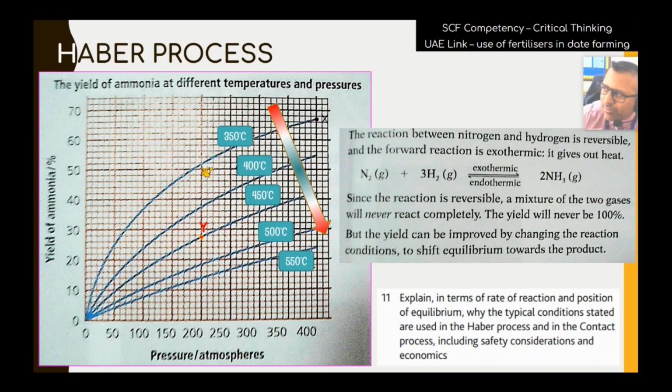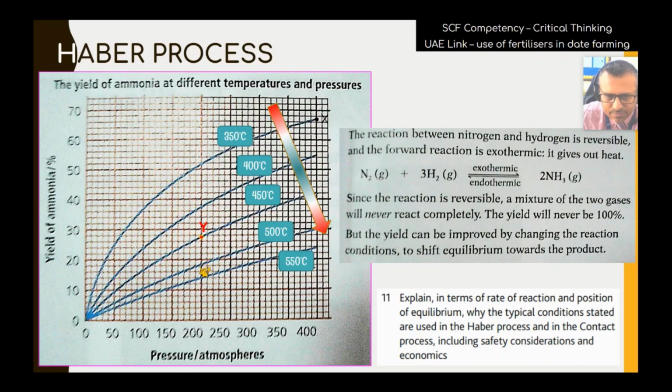So you may have a higher yield, but the problem is that you may find that ammonia forms so slowly that it's just not worth it economically. So what you want to do is have a high yield, but you also want to make the ammonia in as short a time as possible. So that's talking about the economics behind it. Okay, so that is the reason why we choose 450.